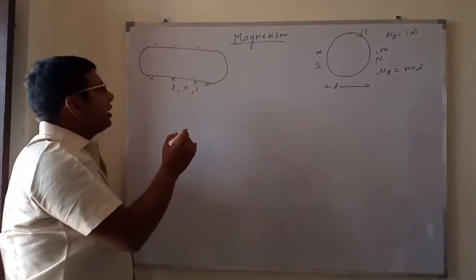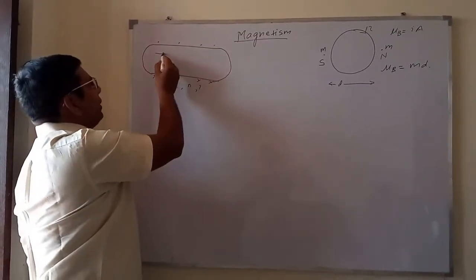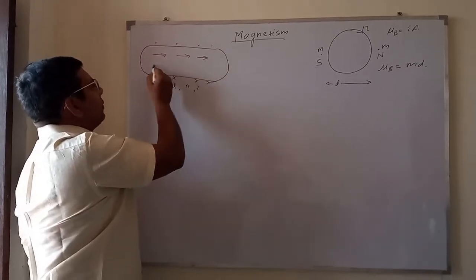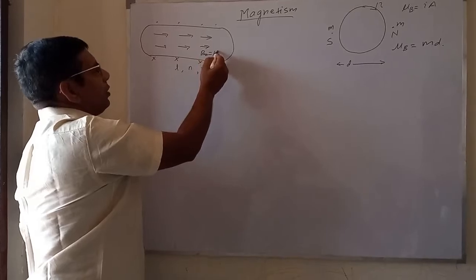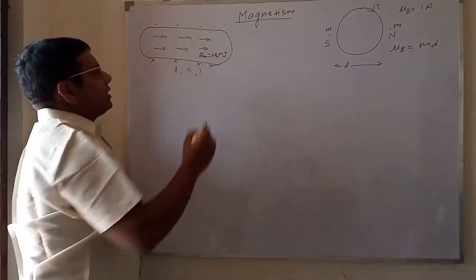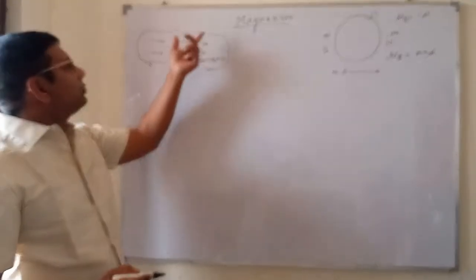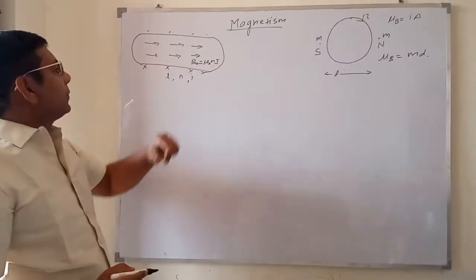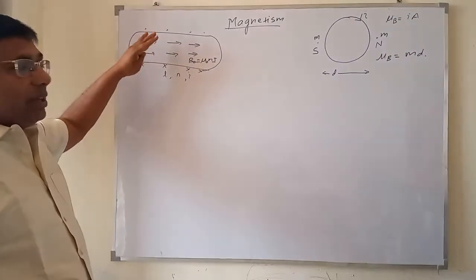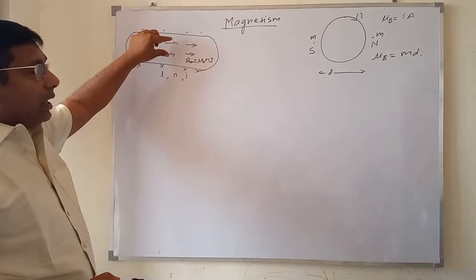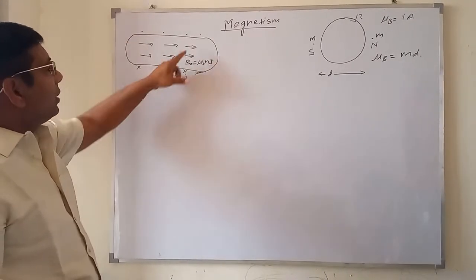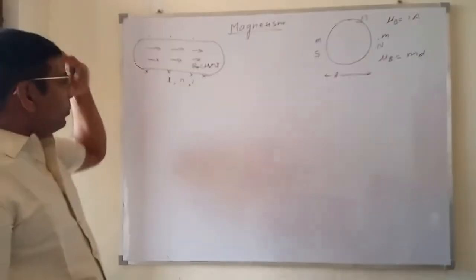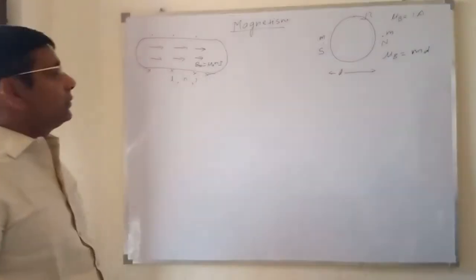So what will be the magnetic field inside? We know that the magnetic field will be B naught equal to mu naught n I. So this is the magnetic field produced by this solenoid. Now what is the medium here? The medium here is air, or it is vacuum. So there is no medium inside this one. But suppose we insert some medium here, then what will happen?